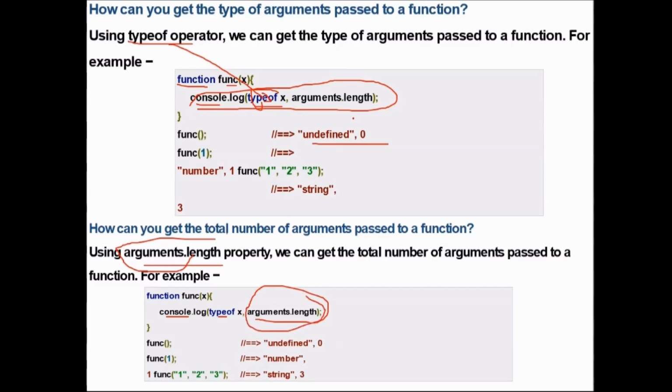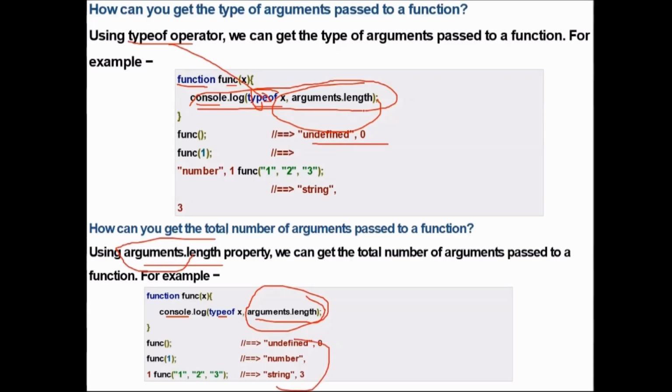This is what arguments.length is all about. Don't worry about all these things. This is just for completeness's sake. You just concentrate on this typeof and this arguments.length. This is what has been asked.